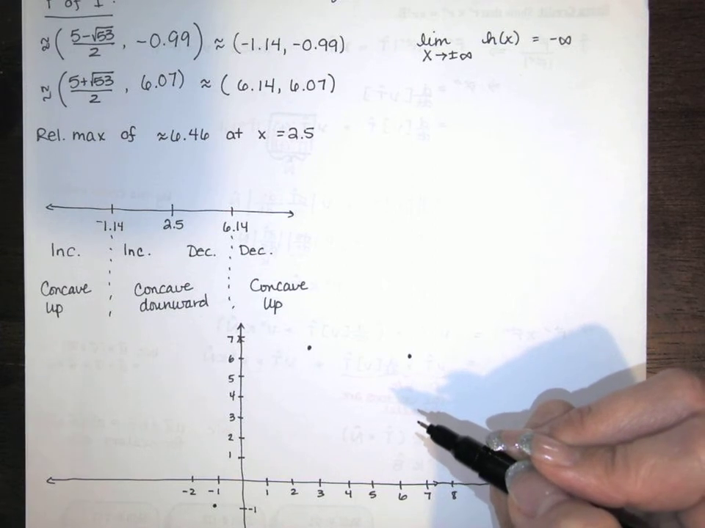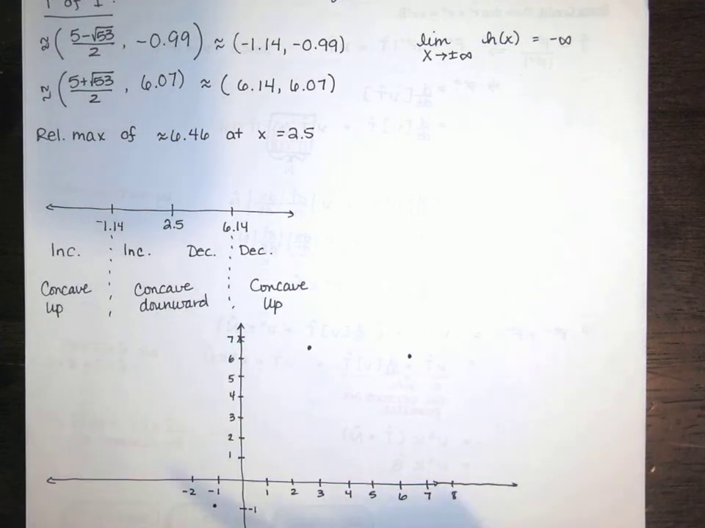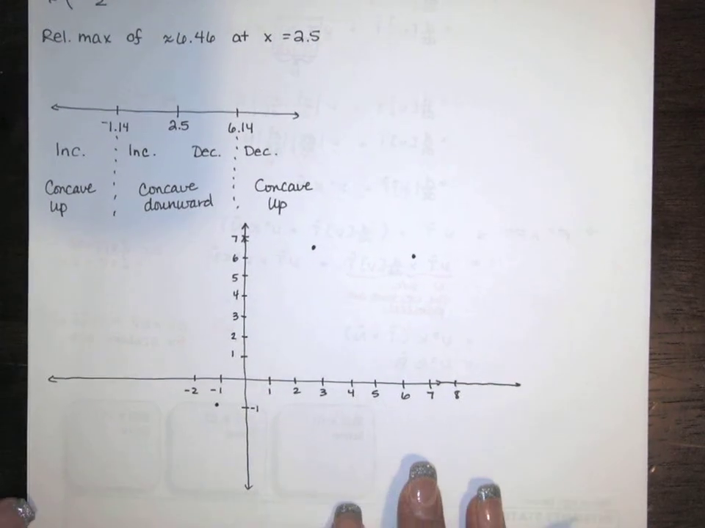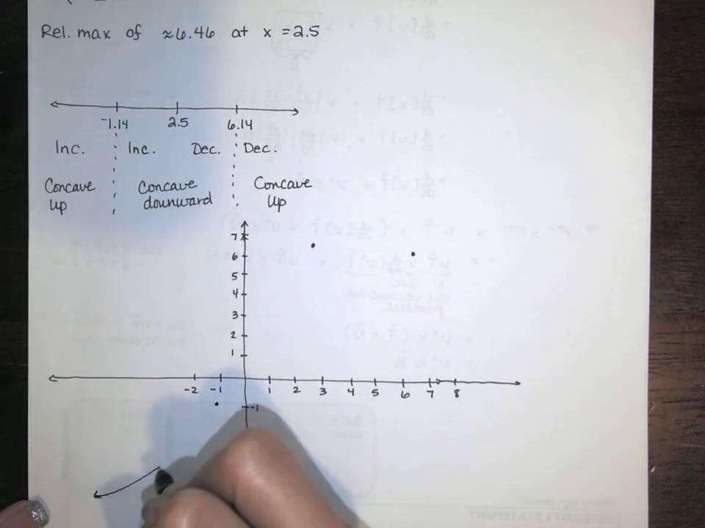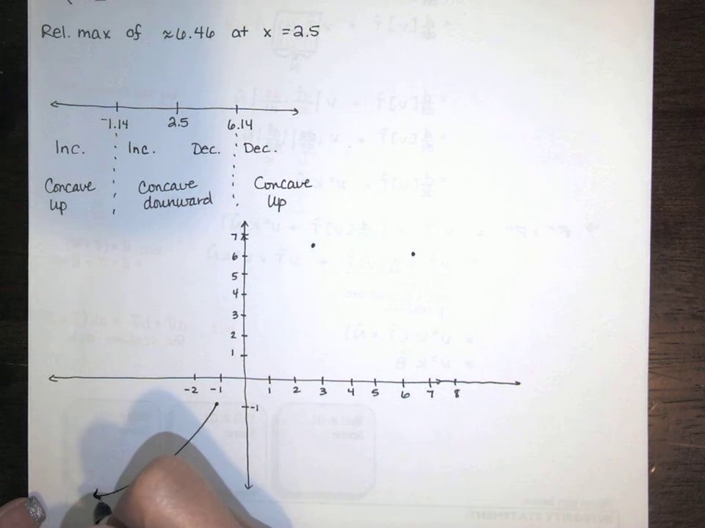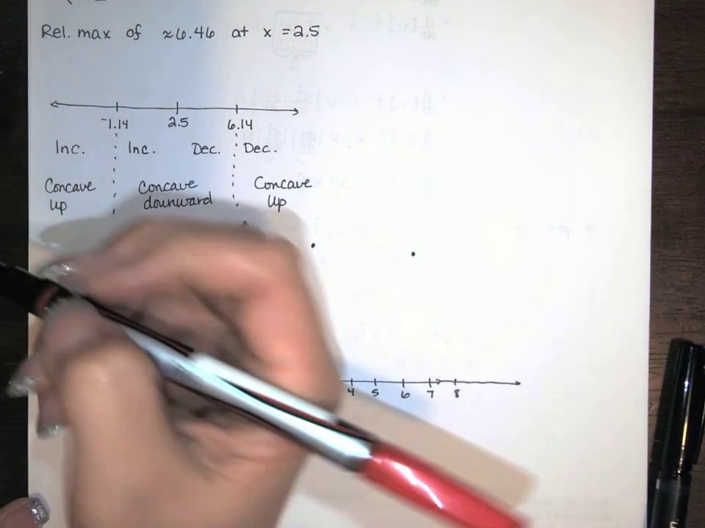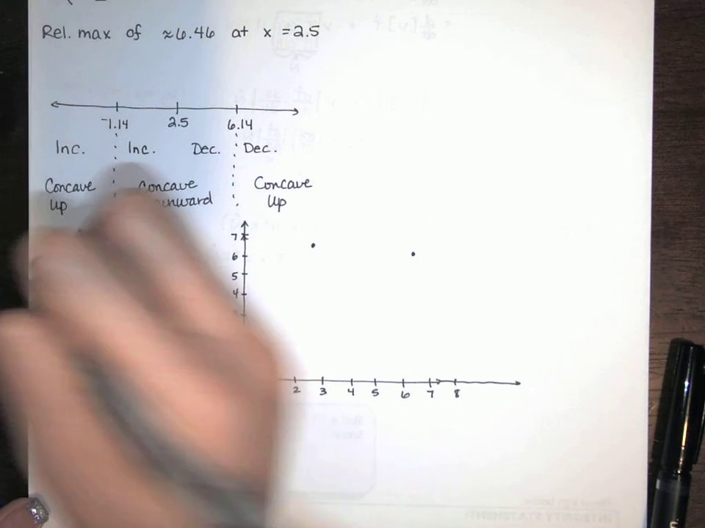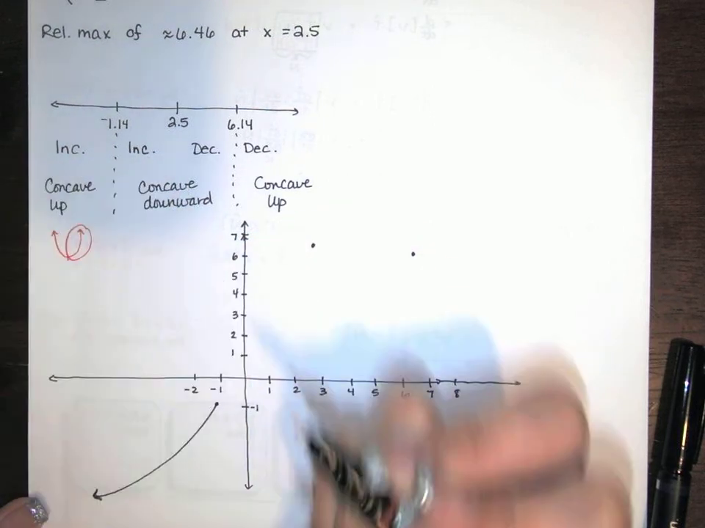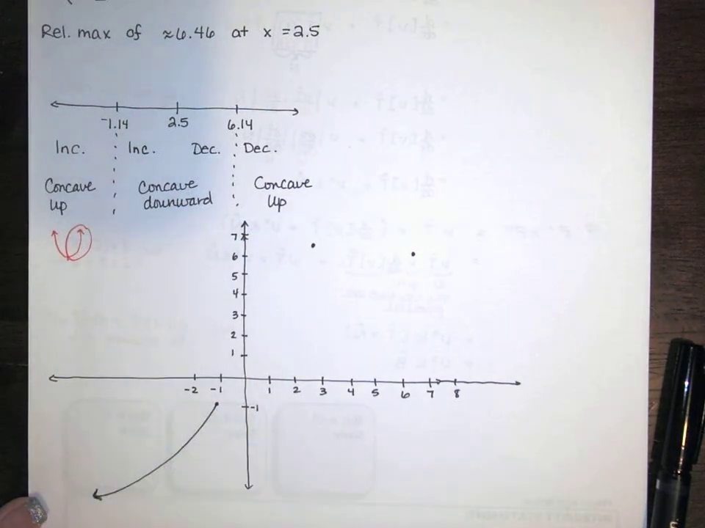Okay, so we're told that the function is increasing and concave up at first on this interval. So I know it goes to negative infinity, but maybe it's going like that. Because remember how the concave up graph looks. It looks like that. If it's increasing and concave up, it's like this side. So it's going to have that general shape.